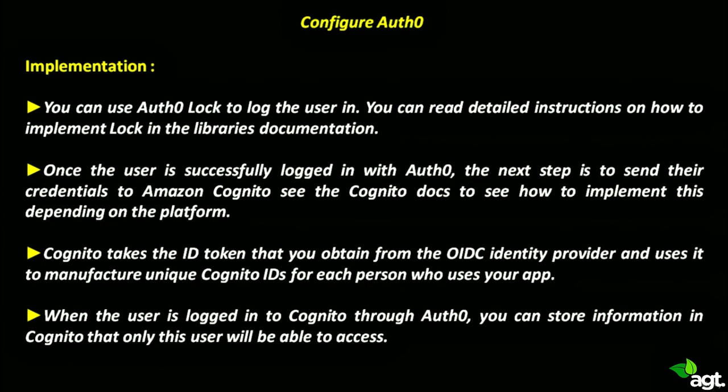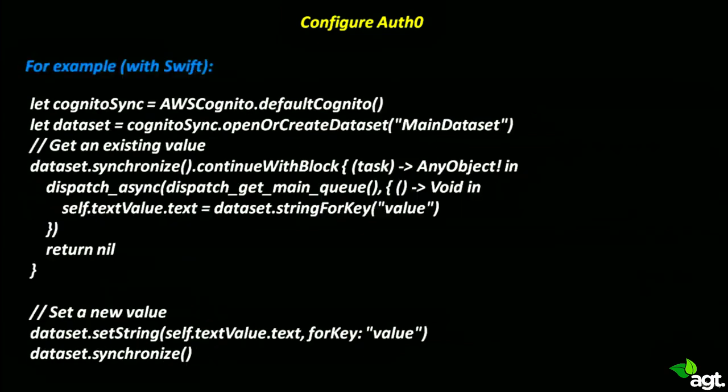When the user is logged into Cognito through Auth0, you can store information in Cognito that only this user will be able to access. For example, this is a sample code I have given here, starting from let cognitoSync equal AWSCognito.default().cognito, and let dataset, and the main dataset process, and dataset synchronize, and dispatch asynchronous process, and return nil. So this is the sample code. You can check it out, for example, with Swift.